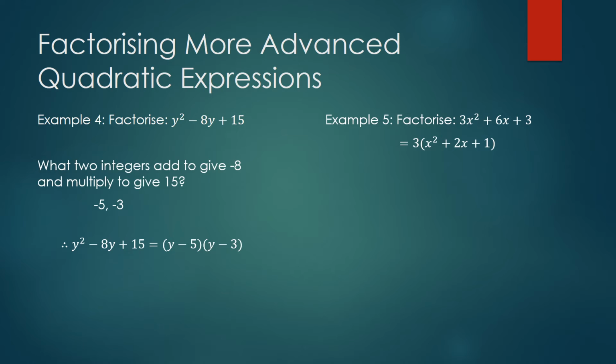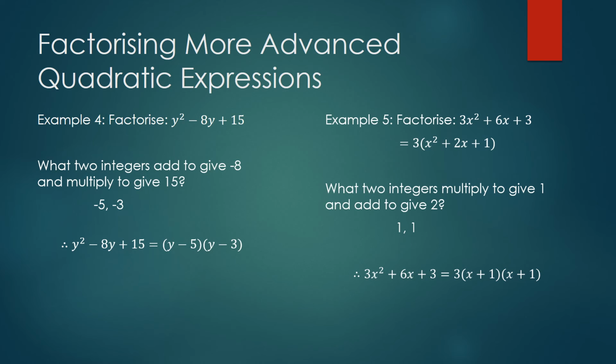For the second step, we would not worry about the 3, so just imagine that it doesn't exist for a few seconds. And if it's on a screen in front of you, just put your hand over the 3 and block it out for a minute. Now, what two integers multiply to give 1 and also add to give 2? This is easy. Well, it is just 1 and 1. Therefore, for the expression 3x squared plus 6x plus 3, now you can bring the 3 back in and put it out the front: 3(x plus 1)(x plus 1).